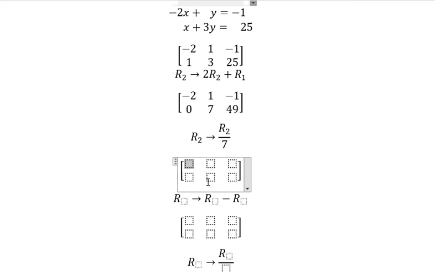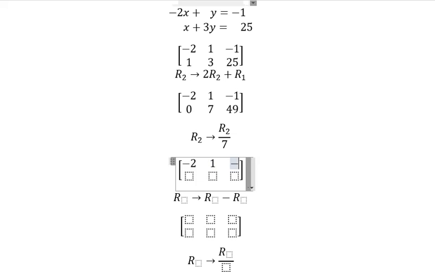My row 1 stays the same still. I'm not doing anything with row 1 just yet. So that stays as negative 2, 1 and negative 1. My row 2 is being divided by 7. So 0 divided by 7 is still 0. 7 divided by 7 is 1. And 49 divided by 7 is 7. Now I'm finished with my second row. So I just need to be concentrating on row 1 now.